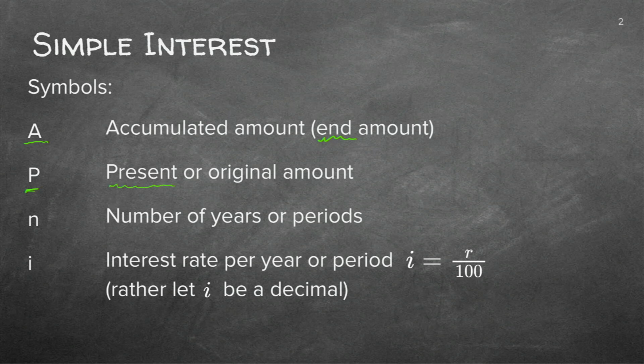Then P, the best way to remember P is that it's the present amount. That is where we start off with. So that's the original beginning amount. So we can also write here begin, because the first one is the end amount and this one is the amount that we begin with. Good. N should be very easy. N, number of years. Now, we say years or periods, but for grade 10 work, it will basically be years. And then I is the interest.